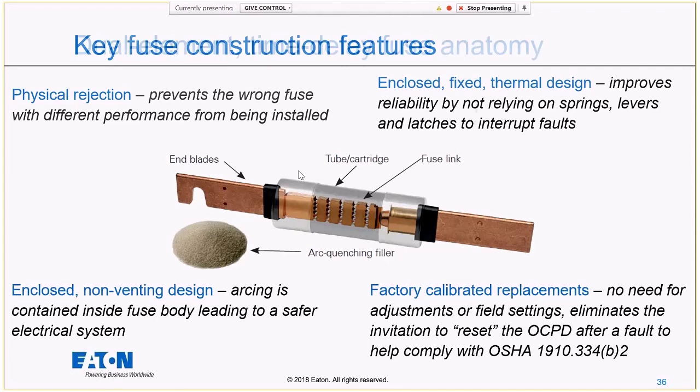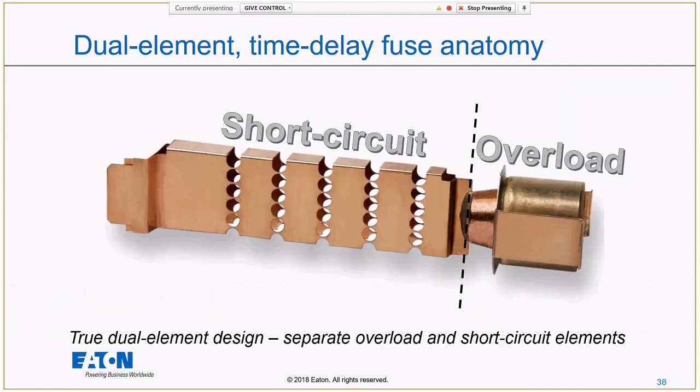So we're going to talk about how a dual element time delay fuse operates. The dual element time delay fuse is by far the most common type of fuse. So that's why we're going to talk about how this one works. A dual element time delay fuse, right? It's got two different elements to it. They operate differently on each type of overcurrent condition. So we've got the short circuit element there on the left, and the overload on the right.